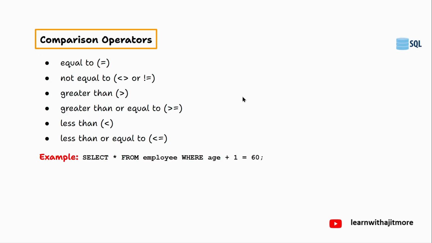Okay? Example C. The same example I have carried forward here because the same example comes in comparison category also. In the previous slide, we were focusing on this plus as an arithmetic. Now we are focusing on equal. In short, this is an example in which arithmetic is also used and comparison also. So what is it comparing? It is comparing age plus 1 with 60. So all the employees whose age plus 1 is becoming 60, only those employees will be filtered.